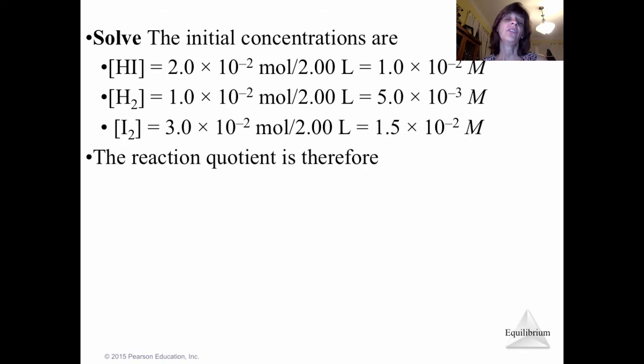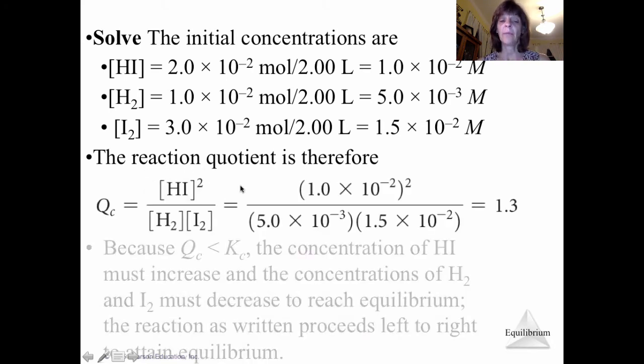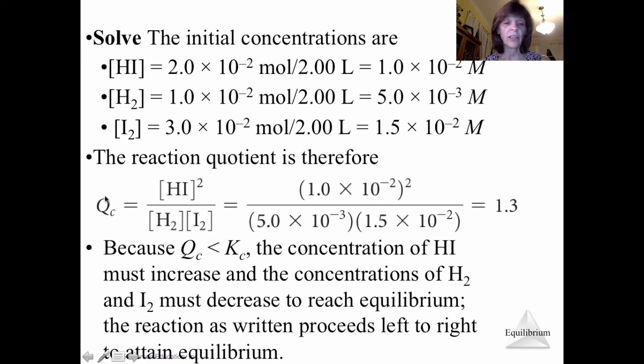Okay, so the initial concentrations are going to be 1 times 10 negative second for hydrogen iodide, 5 times 10 negative third for hydrogen gas, and 1.5 times 10 to the negative second for iodine. So solving for Q, you set up the Q calculation just like you would the Keq, put in the numbers, and you get a number of 1.3. That is much less than 50.5.